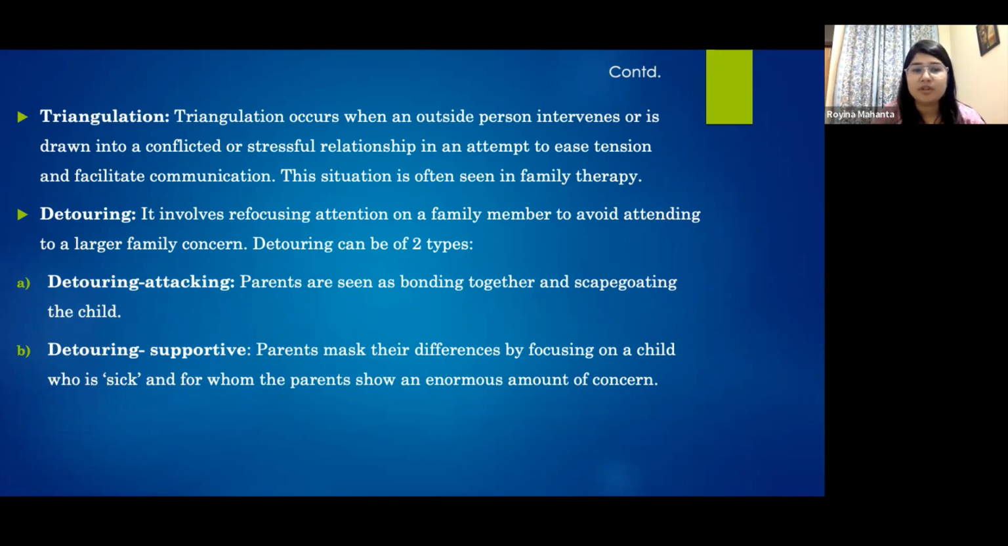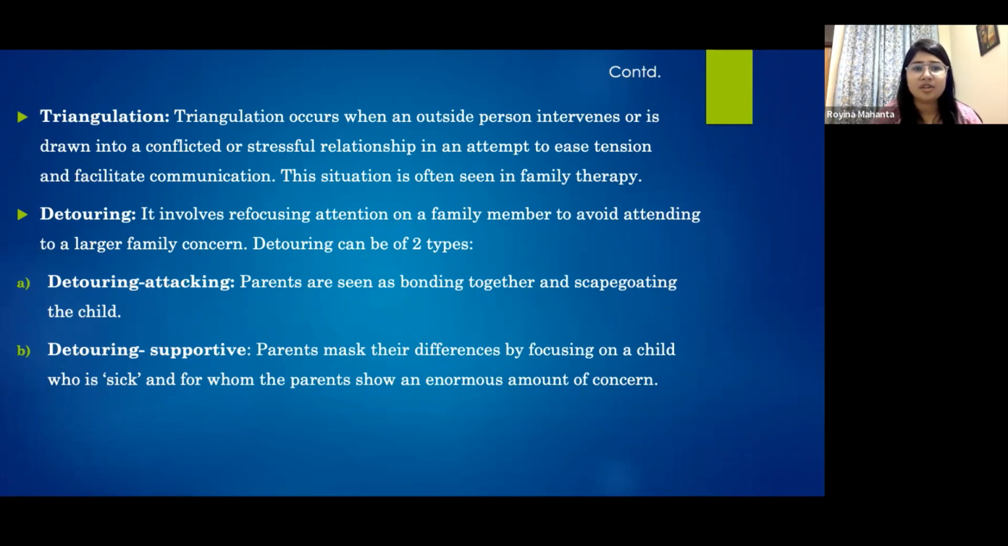In detouring supportive, we see that parents mask their differences. Here parents try to hide their differences by focusing on the child and showing too much love, attention, and concern towards the child. One very good example that I can give here is that of children with dissociation. Dissociation can happen when a child sees that his parents are continuously fighting, or they're not talking to each other, or there is violence in the family.